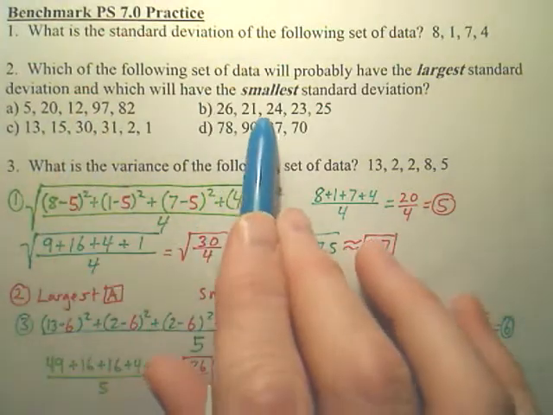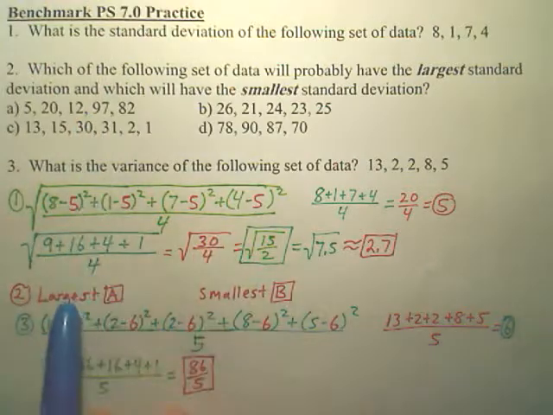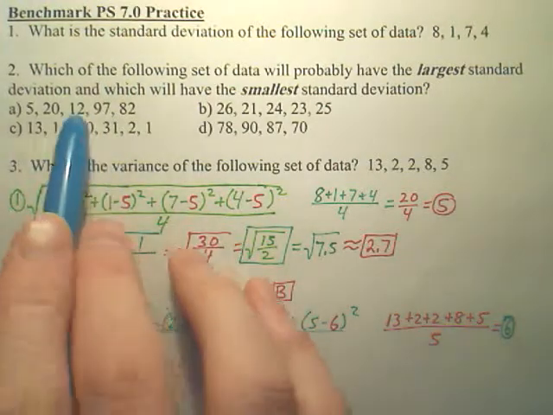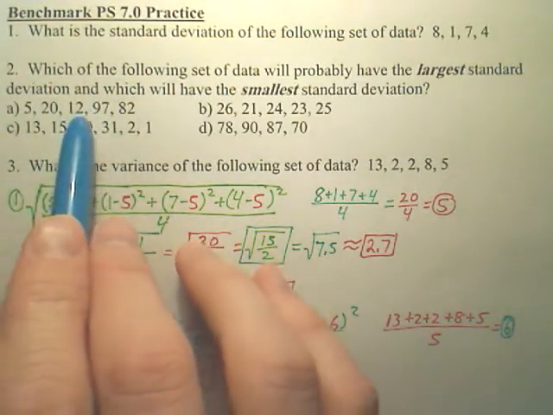So out of these 4 sets of data, which is the farthest spread out? Well, that looks like A. That's why it's the largest standard deviation. A looks like the largest spread out. It goes from a 5 to a 97. The data is just all over the place.